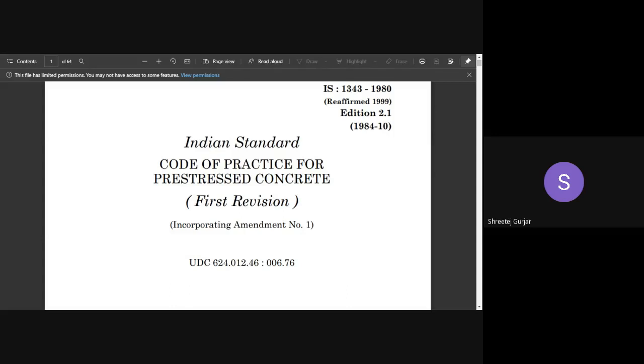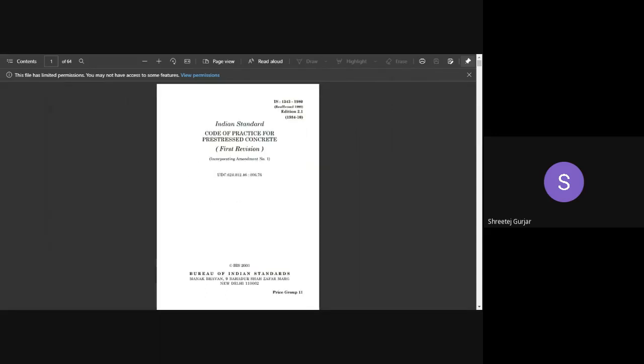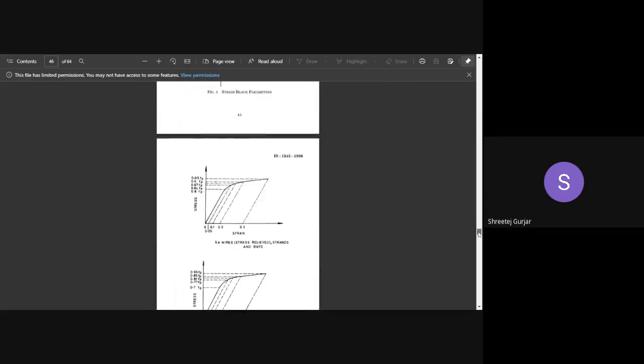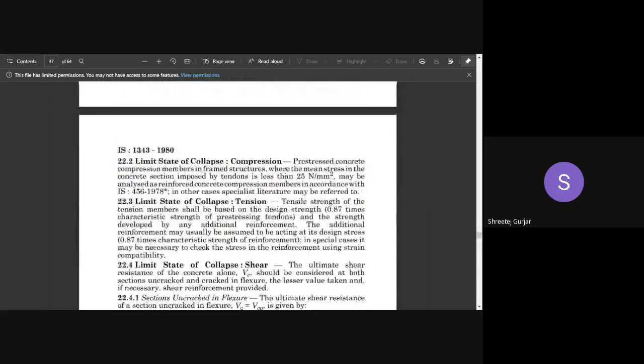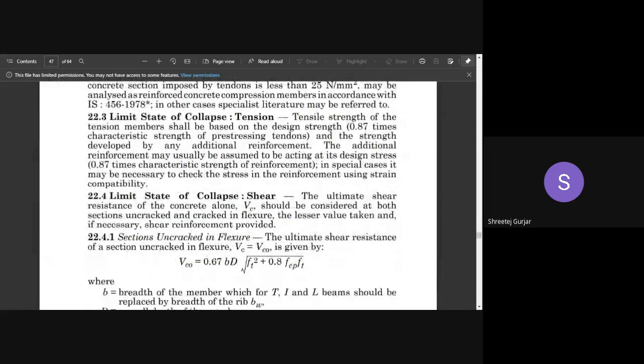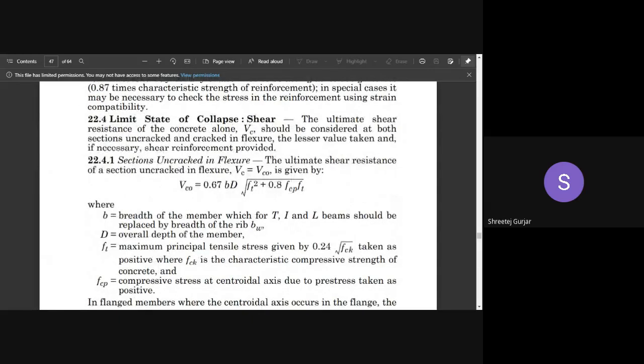We are studying shear, right? So we will move on to the shear section of this, which is at page number 46. So here you can see limit state of collapse in shear. It is in clause number 22.4. Okay, so the ultimate shear resistance of concrete alone, right?